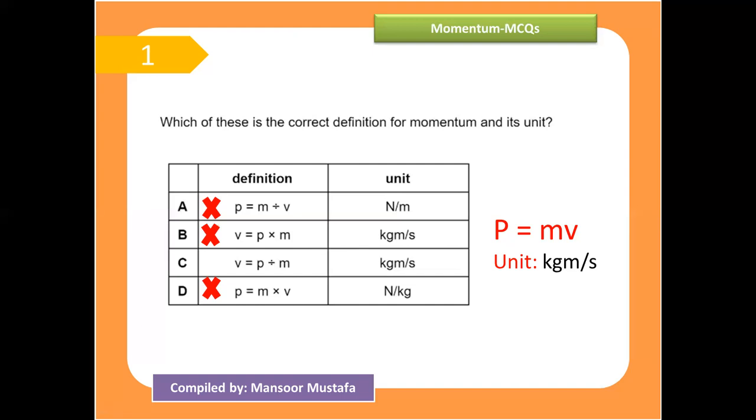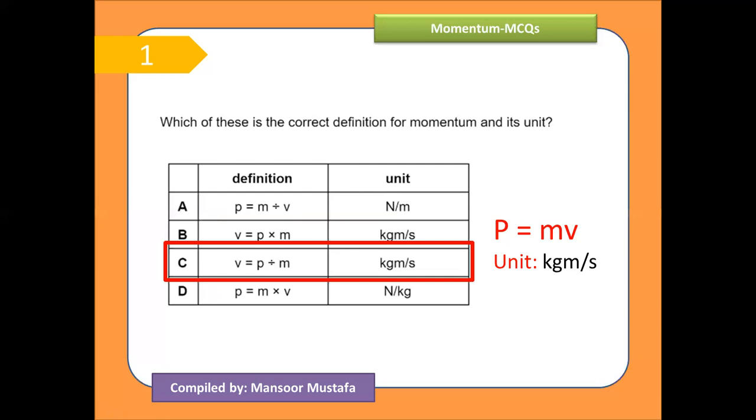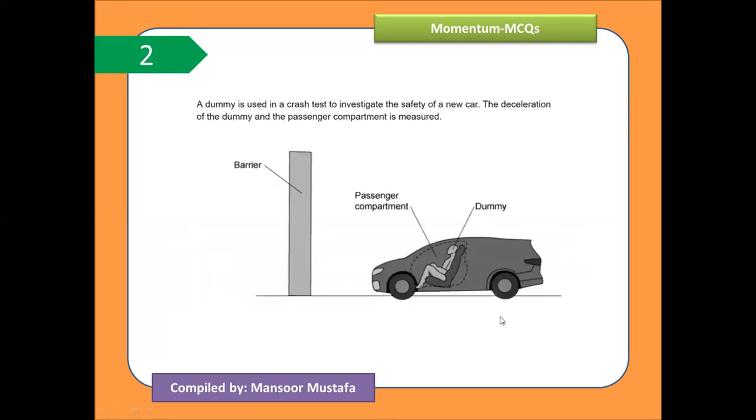Definitely that will be the correct answer, but let's verify how it is correct. Now if you look at this option, it's mentioned that v, meaning velocity, is the momentum divided by mass. That can be true from this equation: if we want to find velocity, it will be momentum divided by mass, and its unit is also correct, that is kilograms meters per second. So option C is the correct one.